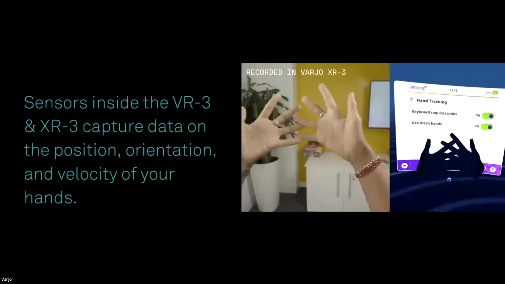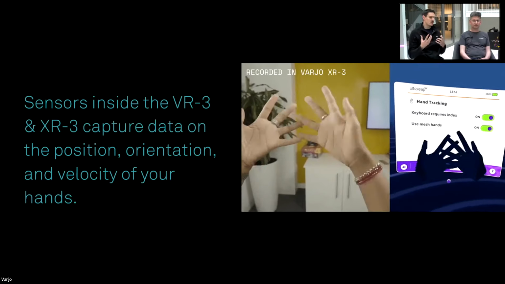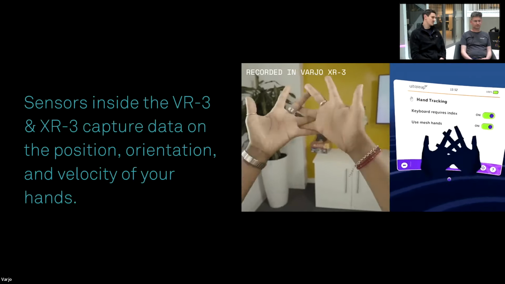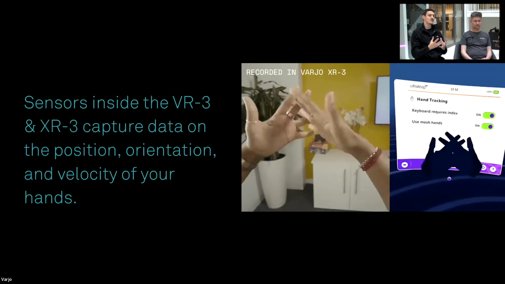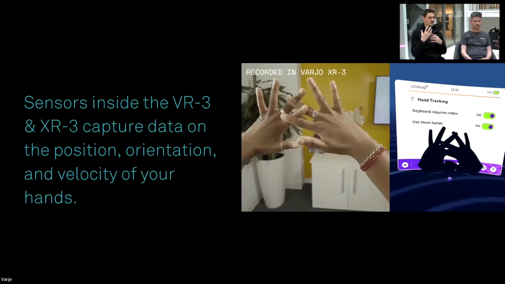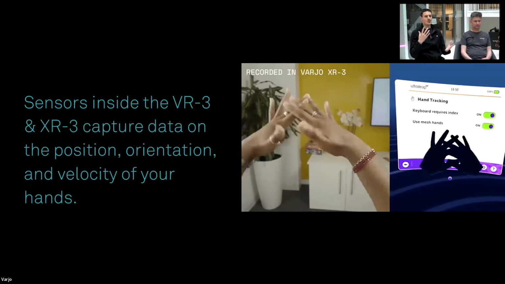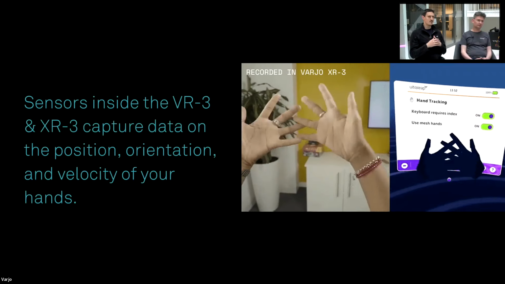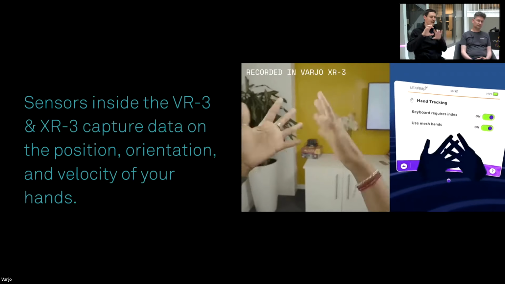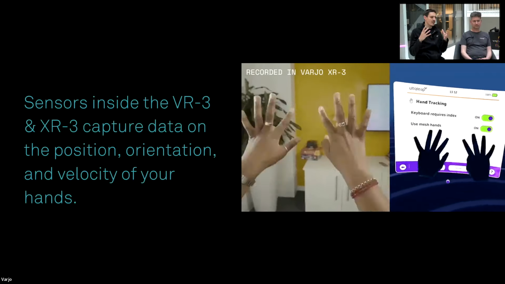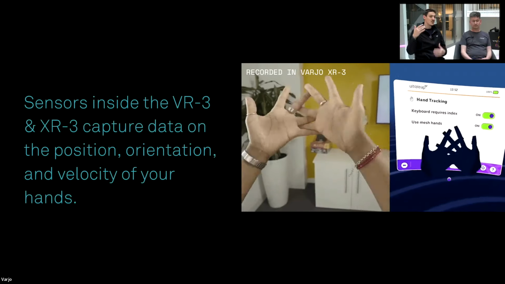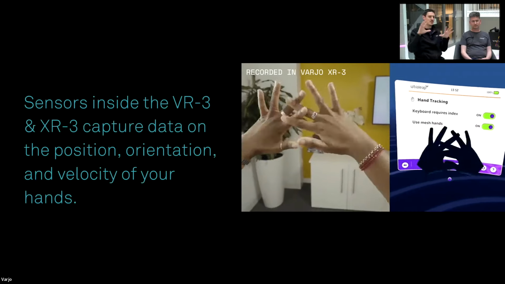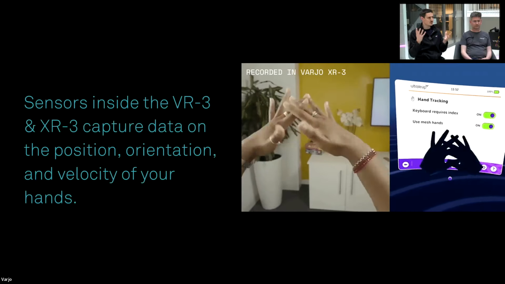They do. At Ultraleap, we provide sensors that can be integrated into hardware, so within the VR3 and the XR3 we've got our sensors integrated. What that can do is capture data based on the position, orientation, and velocity of the hands. That enables us to generate real hands within an experience, which allows for this natural interaction. The more accurate we can get that data, the more accurately the digital representation of the hand will work inside the experience.